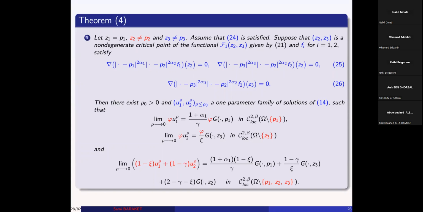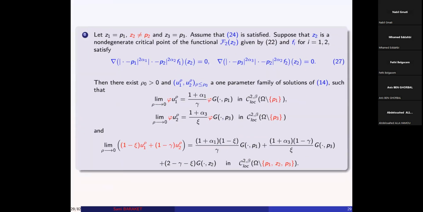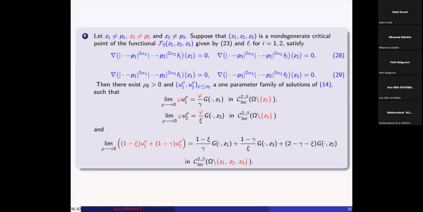So these conditions are satisfied by choosing the suitable tuple F1 and F2 in each subcase. For example, here the behavior of F1 and F2 on the point Z2 and Z3 is chosen such that this condition is satisfied. Now, if we have this condition, we construct a family of solution U1 rho and U2 rho, which blow up on the points P1 and Z3, but in the common blow-up point, unfortunately, we cannot construct U1 rho and U2 rho separately. We construct a linear combination between U1 rho and U2 rho near the point Z2. The same thing in the second case under another condition, and the same thing in the third subcase under also some suitable condition.